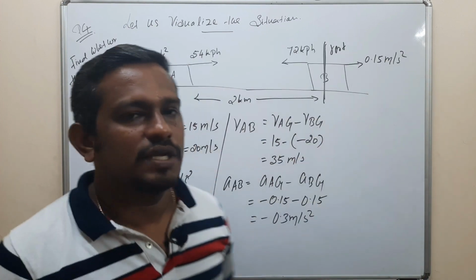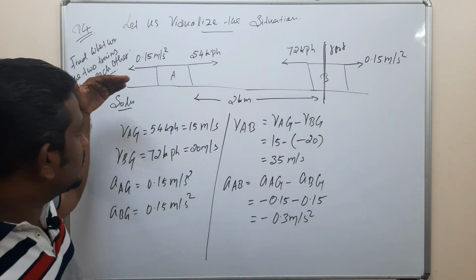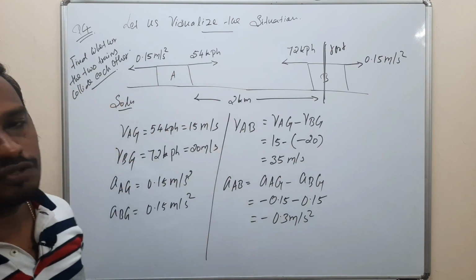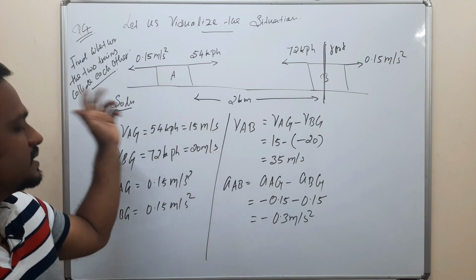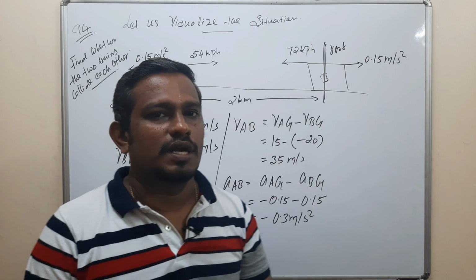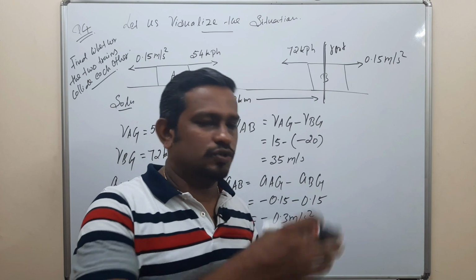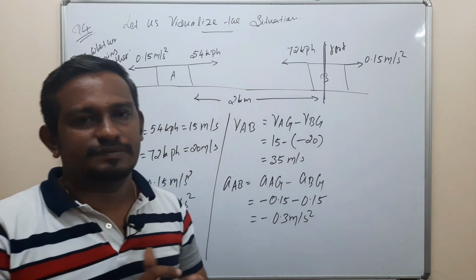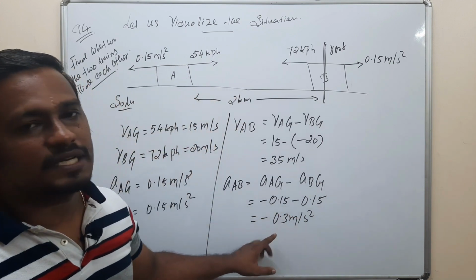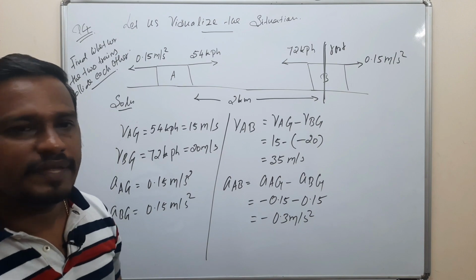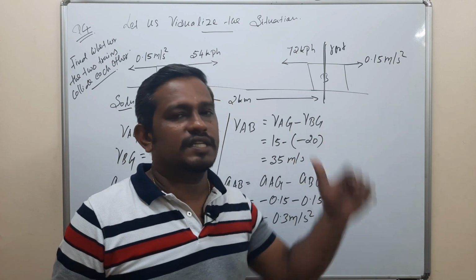So understand the situation. Now this train is at rest. The train A is coming towards it with the speed of 35 meter per second with the deceleration of 0.3 meter per second square. So deceleration means that as the object goes on, the speed decreases continuously, and finally the object comes to rest. If a body is moving with acceleration, the speed increases as the object moves on.